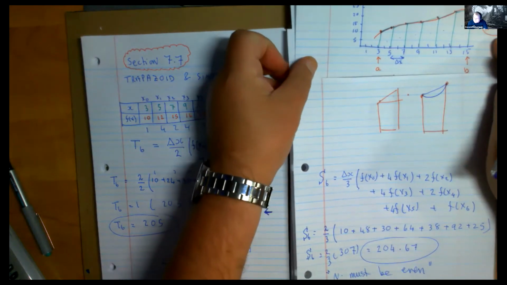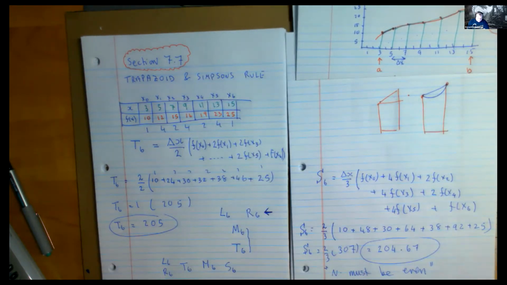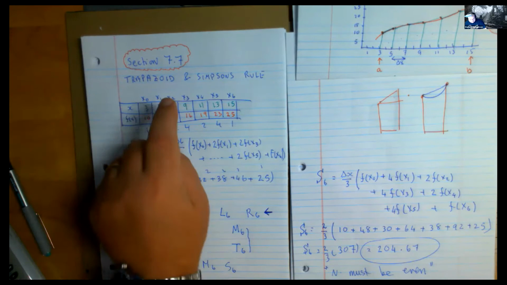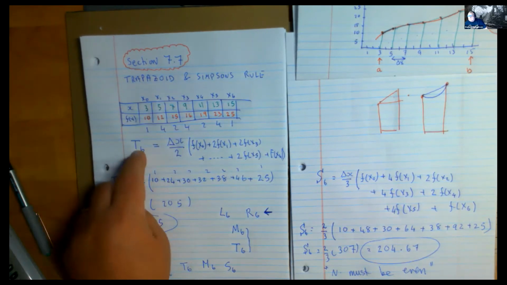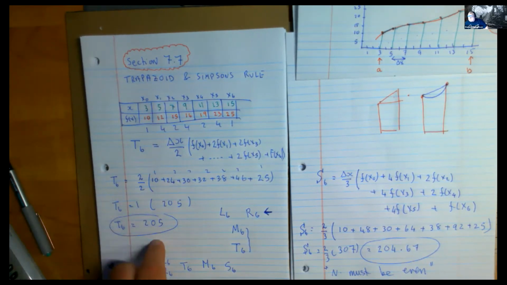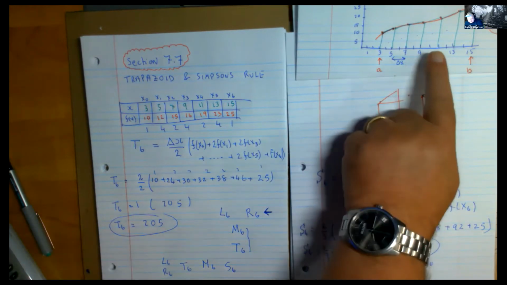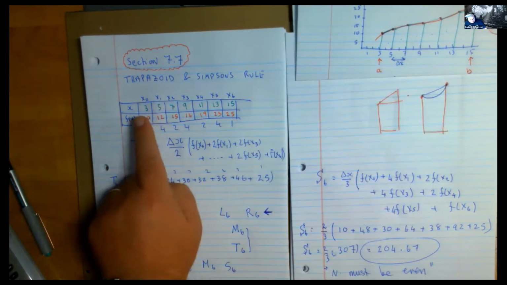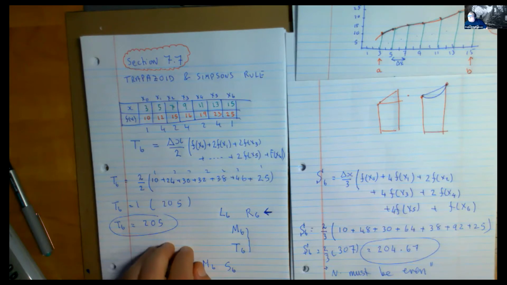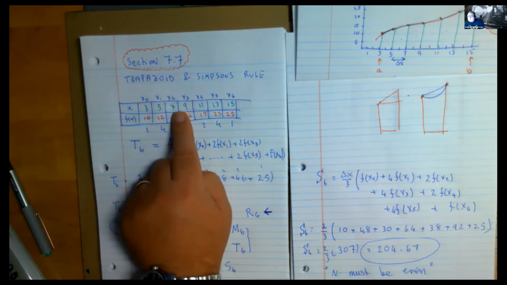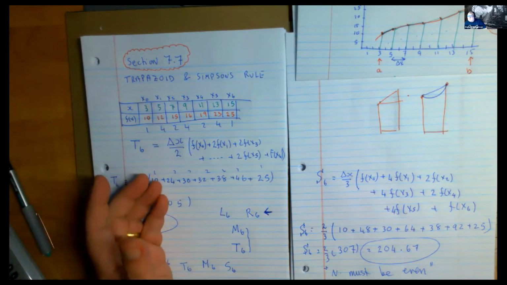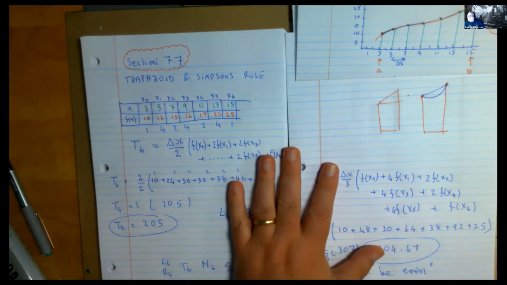Are we good with these two processes? Because basically your questions are all going to be the same. Here is a table, find T6, S6, L6, M6, whatever they're asking. Or here is a graph, use the graph to get the numbers and then do the same question. Do you want me to do another table with a T something and an S something, or can we call this section done? I'm good. You feel good?